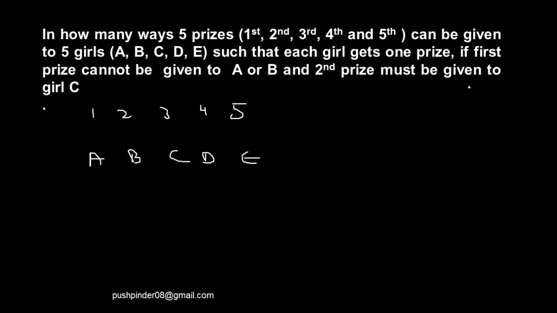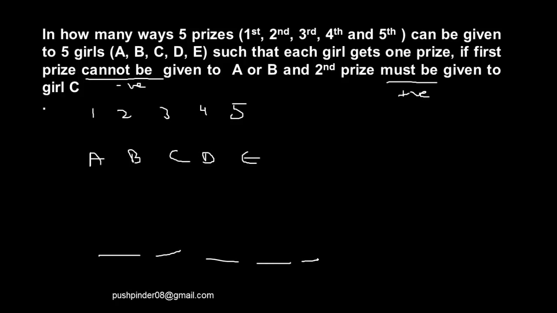Now what kind of conditions are there? First prize cannot be given to girl A or B. So this is a negative condition. Second prize must be given to girl C. So according to the rule, we should be satisfying the positive condition first.